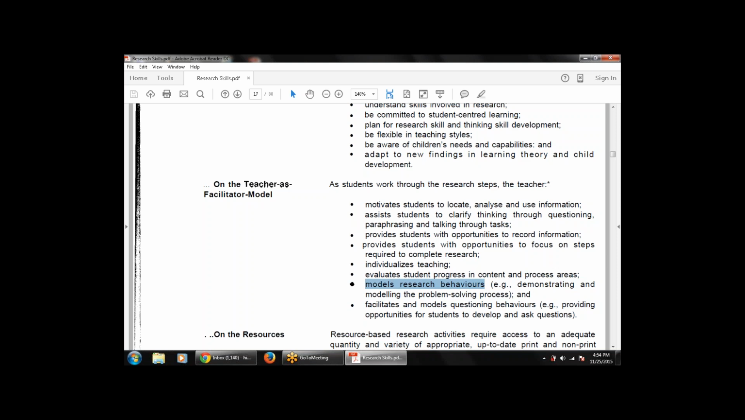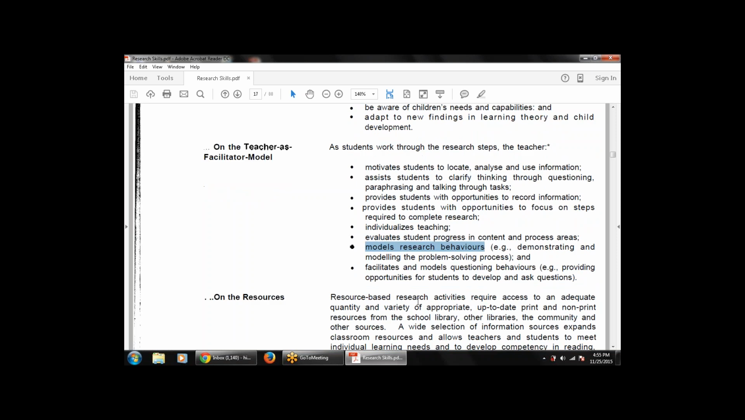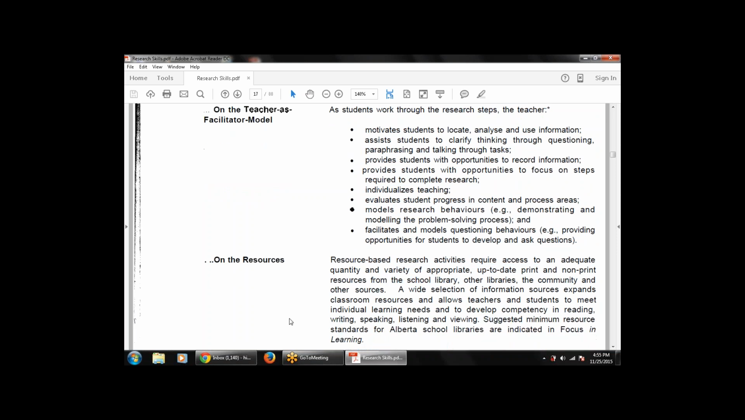Example, providing the opportunities to develop and ask questions. He or she also provides the opportunity to the student that he or she may frequently, or we can say frankly, ask a question of the teacher. Then next is focus on the resources. That is, a resource-based research activity requires access to an adequate quantity and a variety of appropriate, up-to-date print and non-print resources from the school library.